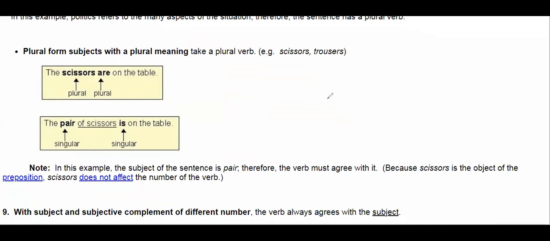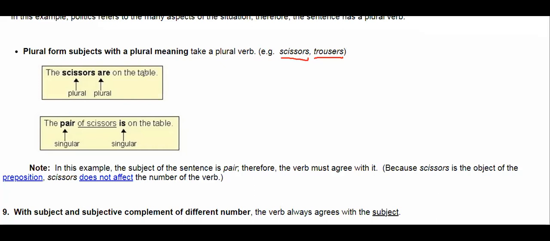Okay? Plural form subjects with a plural meaning take a plural verb. Scissors is always plural. Trousers is always plural. The scissors are on the table. We never say the scissor is on the table. According to the grammatical rules, the word scissor is supposed to be used as scissors, not scissor. Trousers, not trouser.